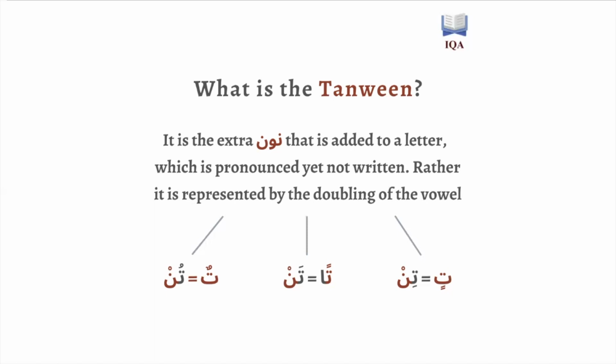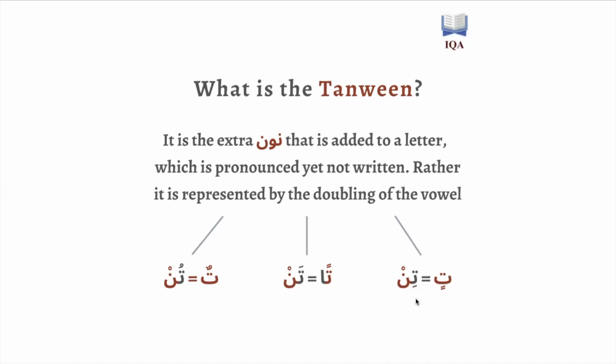So what is the pronunciation that the tanween signifies or indicates? It indicates that you're going to pronounce the letter, but you're going to pronounce it with an extra n sound to it. So for example, the way that I will pronounce this right here, which is a ta with a dhamma on it, followed by a noon, I would pronounce this by saying tun. And likewise here, if I was to pronounce this here, a ta with a fatha on it, followed by a noon with a sukoon, I would say tan. And likewise here, I would say tin.